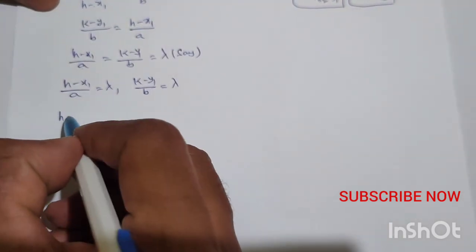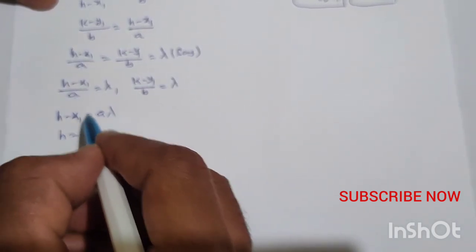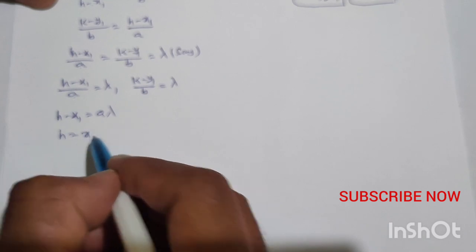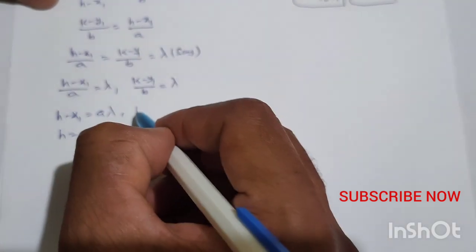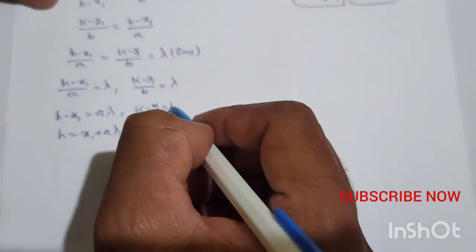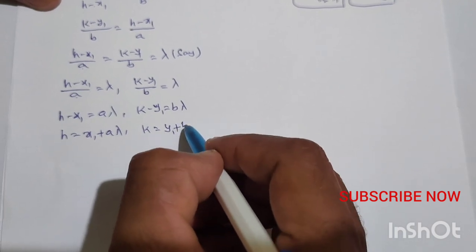Simplify: h minus x1 equals a lambda, so h equals x1 plus a lambda, taking the right side. And k minus y1 equals b lambda, so k equals y1 plus b lambda.